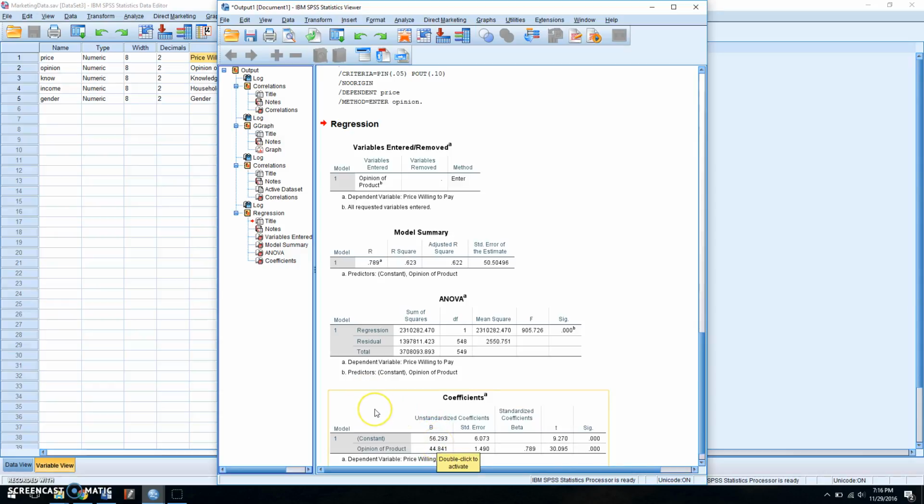So what we would do to write out our equation is to say y, or y hat, if we're talking about the estimate of y, is equal to 56.293 plus 44.841 times x. Okay, so we then use that as our regression equation. And if we want to find out how much people are willing to pay, if their opinion is a 7 on this scale, we would just plug in 7 for X, right? And we would get 56.293 plus 44.841 times 7.